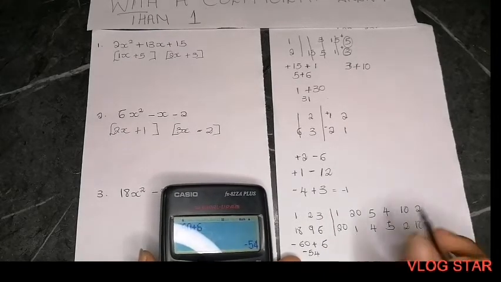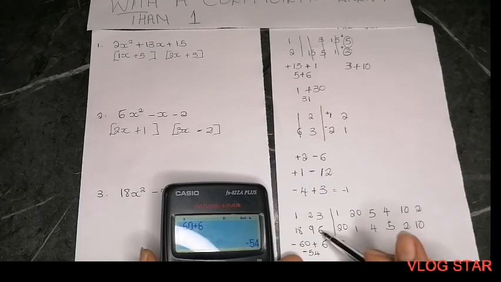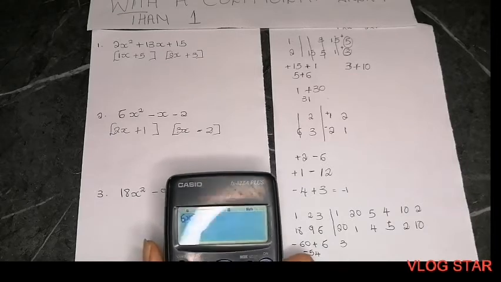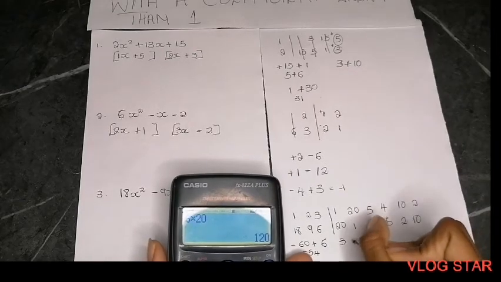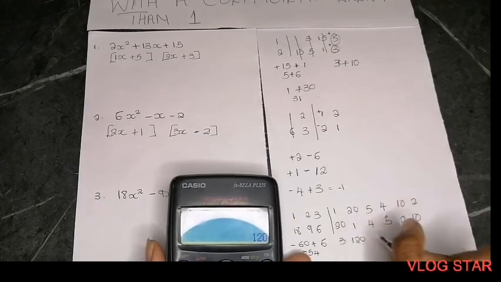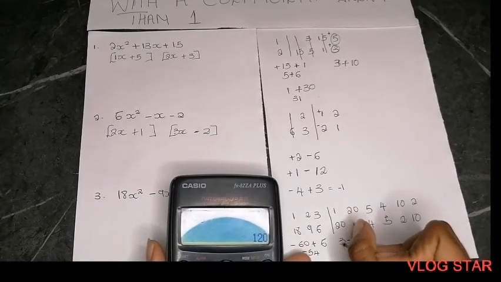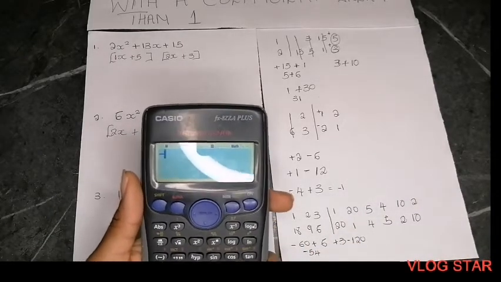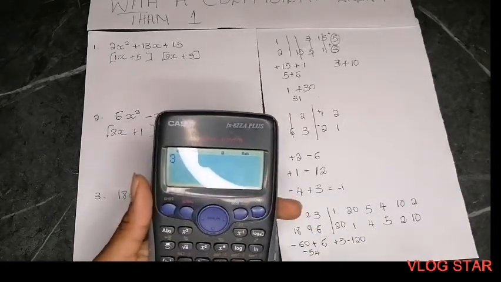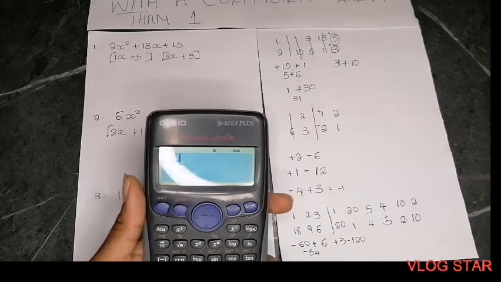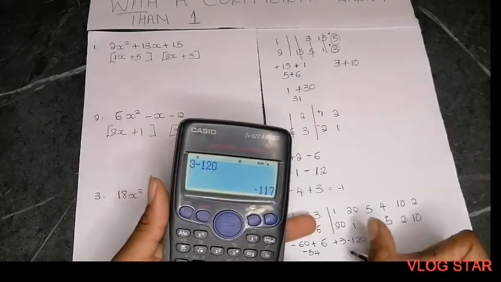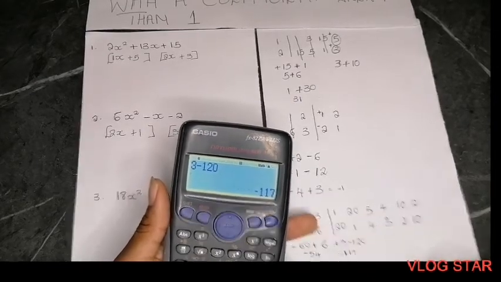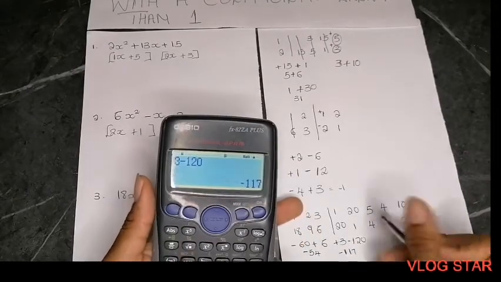3 times 1 is 3. 6 times 20, let's just use the calculator. 6 times 20 is 120. Our 120 will take a minus sign. The 3 will take a positive sign. So positive 3 minus 120 is negative 117. Is it working for us? Nope, it's not working for us.